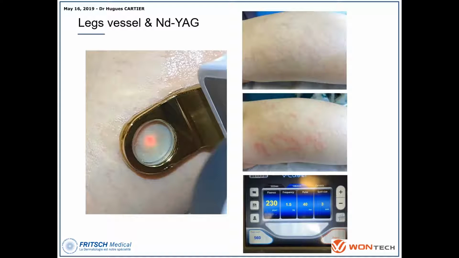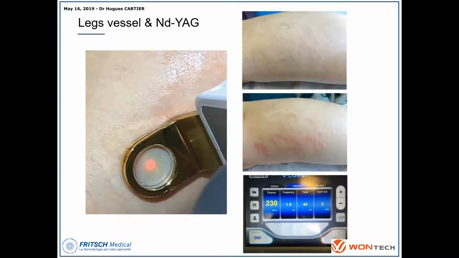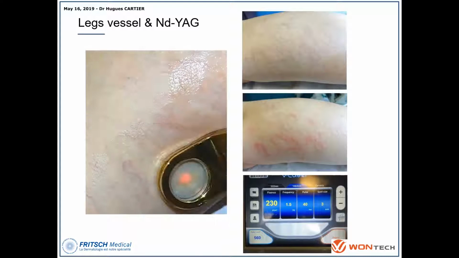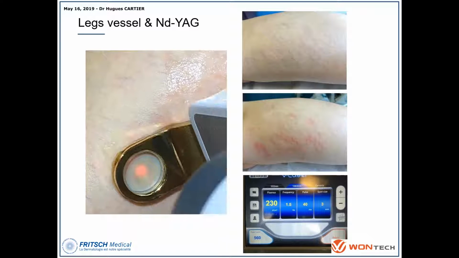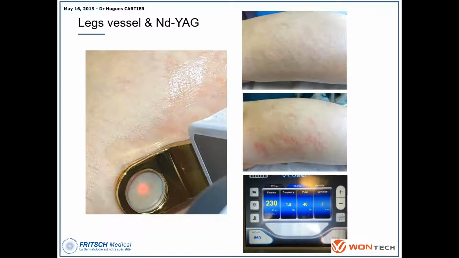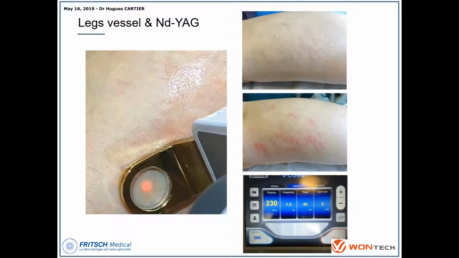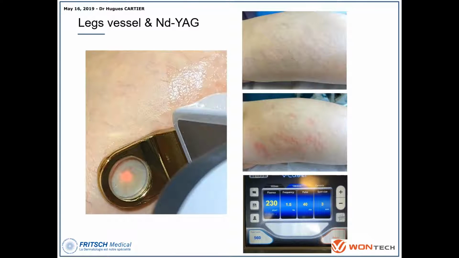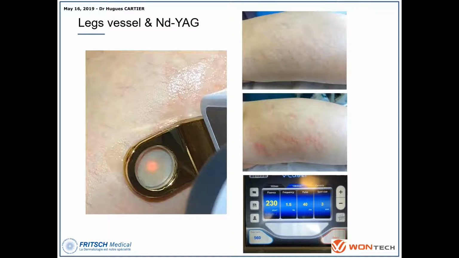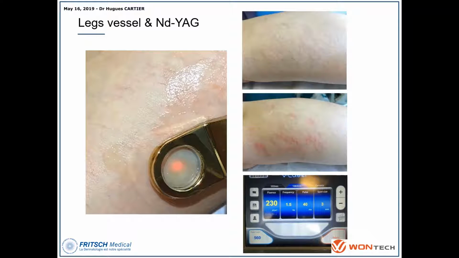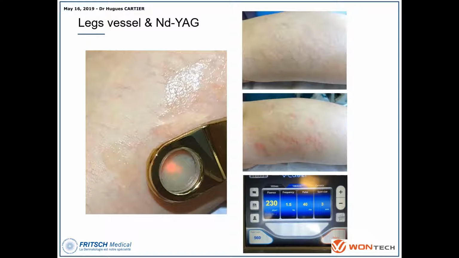Sometimes you have to modify the setting during the session, because the vessels have different diameters. For example, I set between 20 to 40 milliseconds with a spot of 3 or 2 millimeters, and the fluence is between 150 and 230, depending on where we are in the vessel. So it's very important to modify, but with this device it's easy and quick to modify the setting. You don't spend a lot of time to modify the setting.